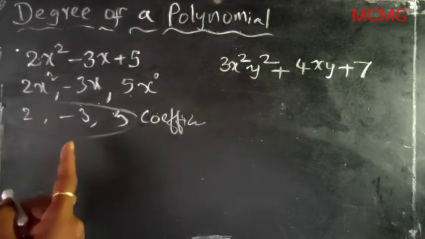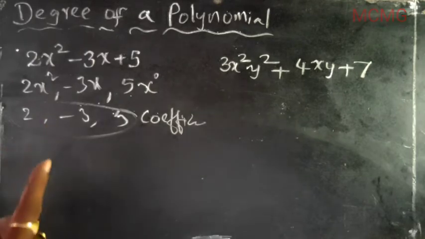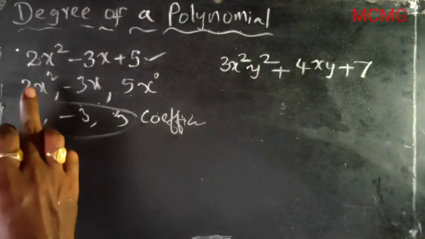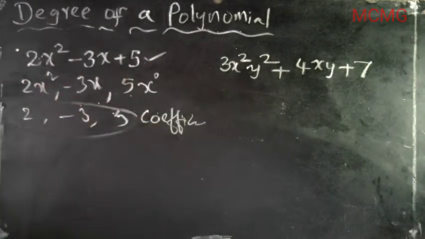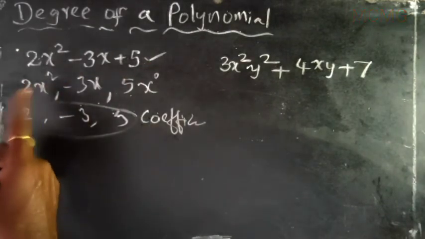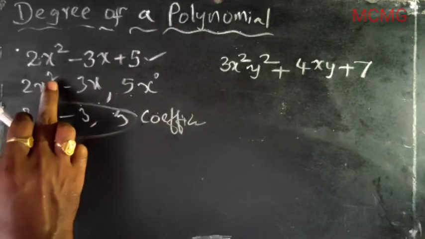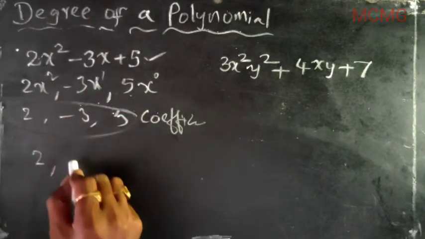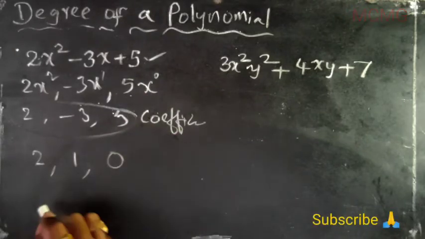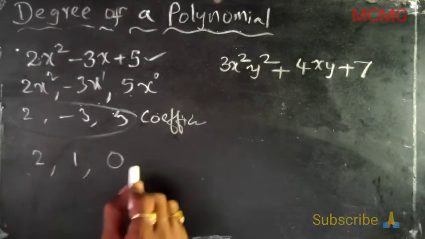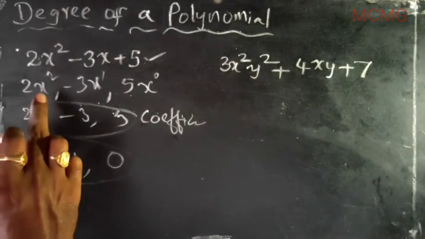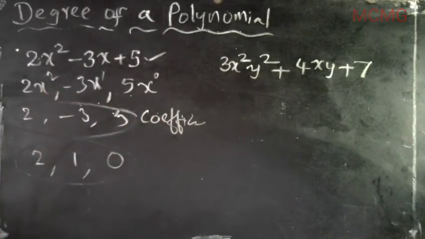Now what are the exponents of the variables present in this polynomial? Can you guess what are those? See here, x power, what is given? 2. Here x power 1. Here x power 0. So these are the exponents of the variables of each term present in the polynomial.